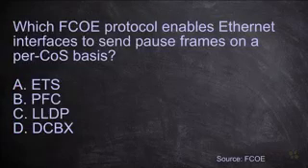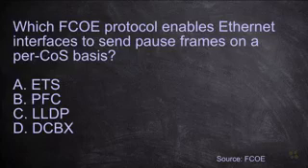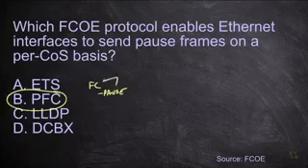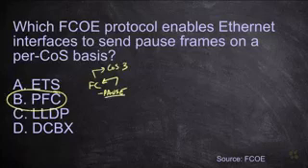Question 3. Which FCoE protocol enables Ethernet interfaces to send pause frames on a per COS basis? The answer here is priority flow control. Remember, traditional flow control uses these pause frames to pause an entire Ethernet link. And that doesn't work for FCoE because we only want to pause the Fiber Channel. Now, all of our Fiber Channel traffic is going to be tagged. By default, it will use a COS tag of 3. However, we can always identify which COS tag FCoE is currently using and only send the pause frames for that particular tag. That is what priority flow control enables us to do.